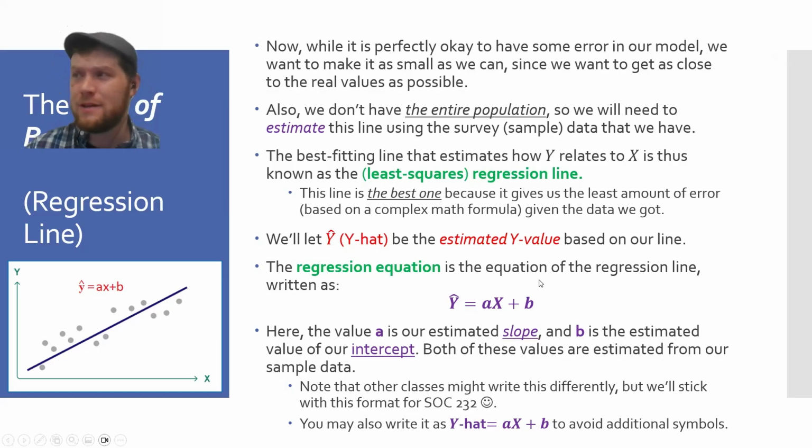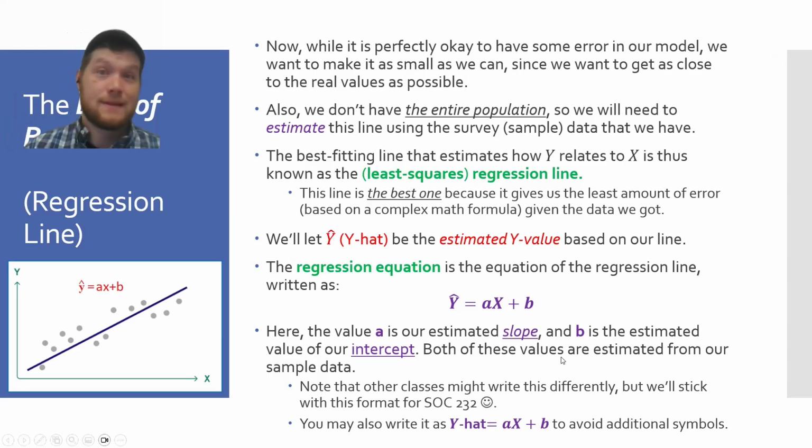And the regression equation, the regression line, is written as y hat equals ax plus b. So instead of calling it mx plus b in the slope-intercept form, I try to keep with the letters of the alphabet, a, b, and so on. But a will be your slope, while b is what we're going to estimate to be the intercept. So slope-intercept form, same idea, slope and intercept. Both these values are estimated from our sample data.